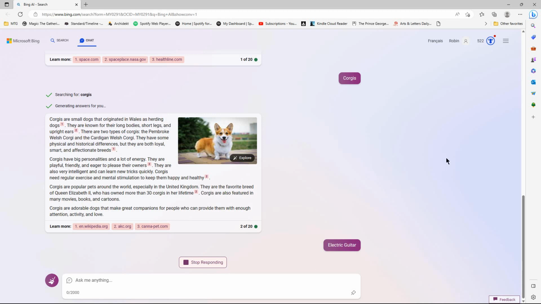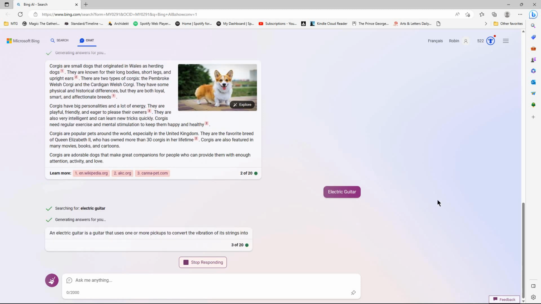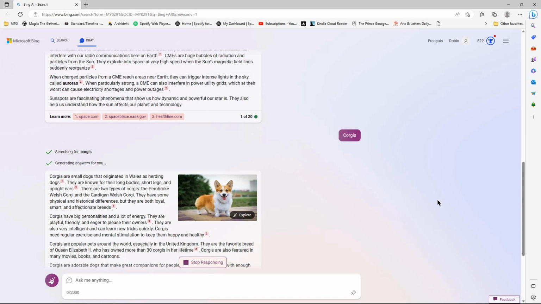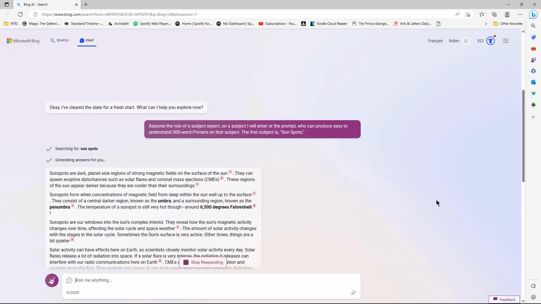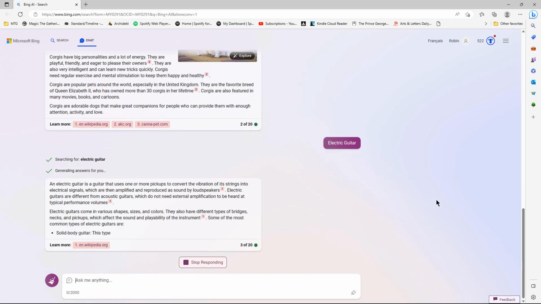So we do electric guitar. I'm just making sure that it is actually following my instructions in terms of producing primers. Let's see what primer it produces on electric guitar. You could also type in something like, what term did I use here? Subject. So you could just say, oh, the next subject is.